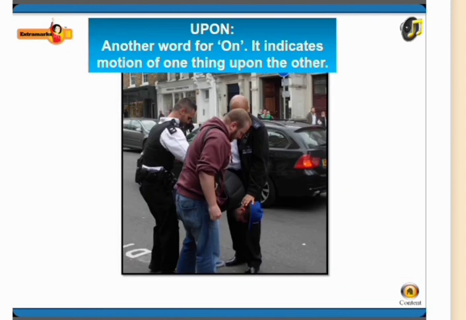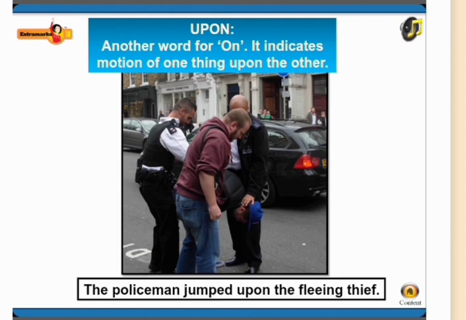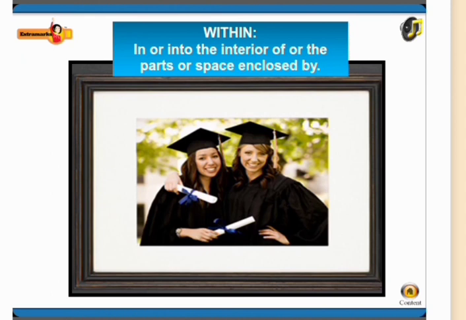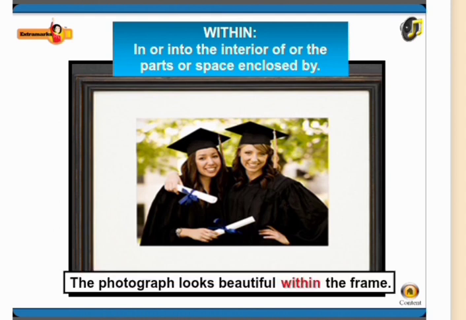Upon, another word for on. It indicates motion of one thing upon the other. For example, the policeman jumped upon the fleeing thief. Within. In or into the interior of, or the parts or space close by. For example, the photograph looks beautiful within the frame.